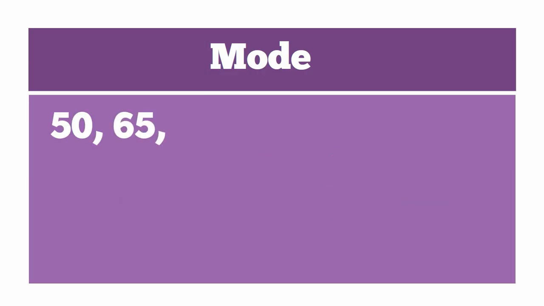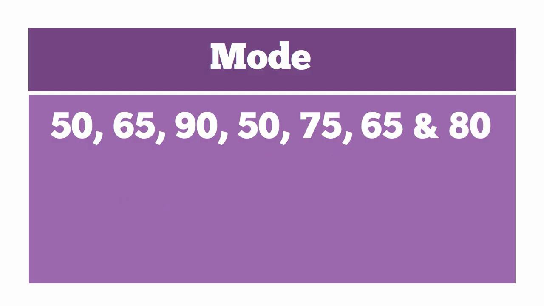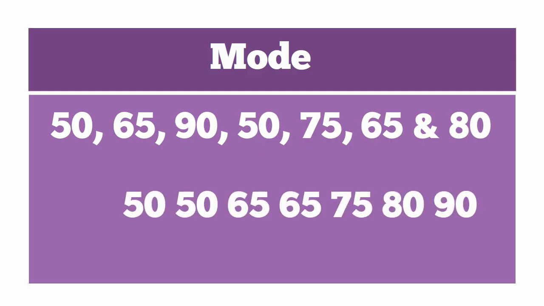What is the mode of 50, 65, 90, 50, 75, 65, and 80? Place them in increasing order, and you will notice that 50 and 65 both occur twice, so both of these are modes. Finally, the range.